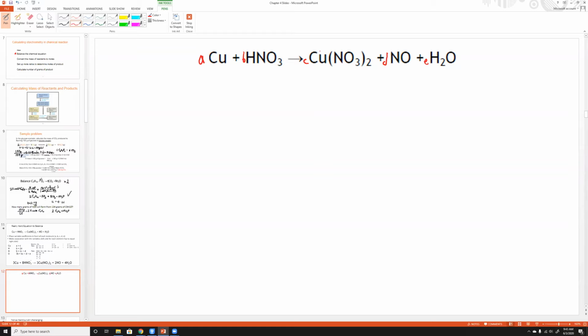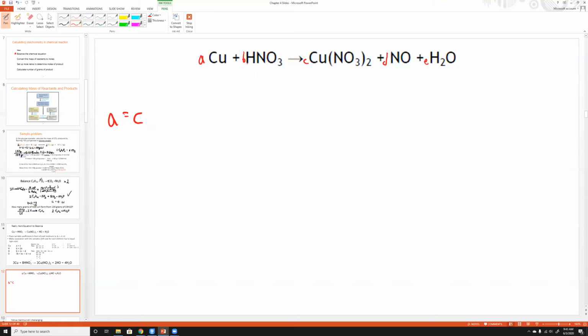And the number of coppers on the right side is also 1 initially. So this means that whatever A is, whatever the coefficient of this copper is, the coefficient of this copper nitrate has to be the same. Because you can't have 1 here and 2 here, or else it's not balanced. The coppers need to be balanced. So you know that A has to equal C.